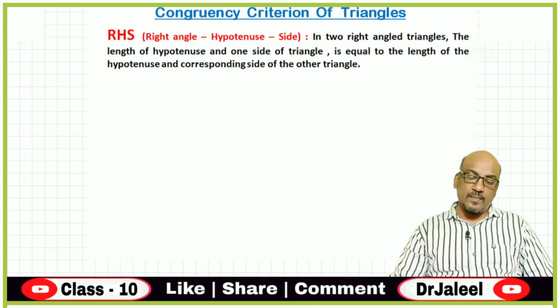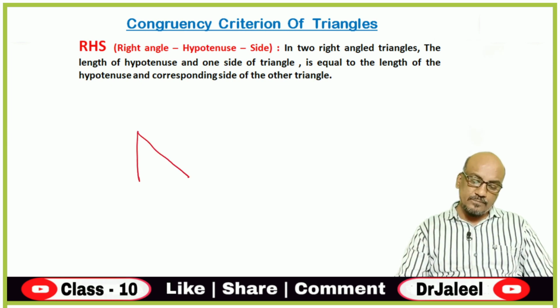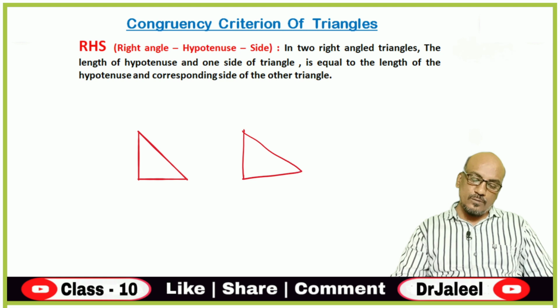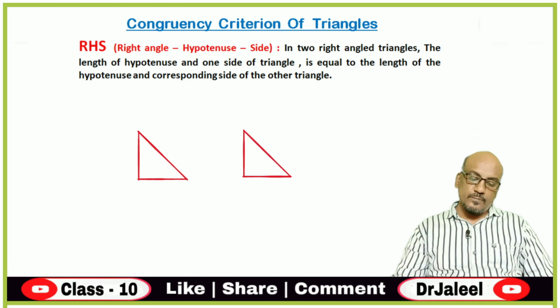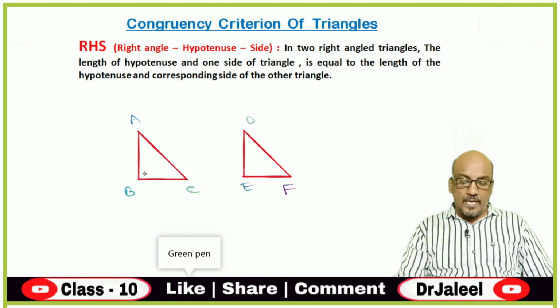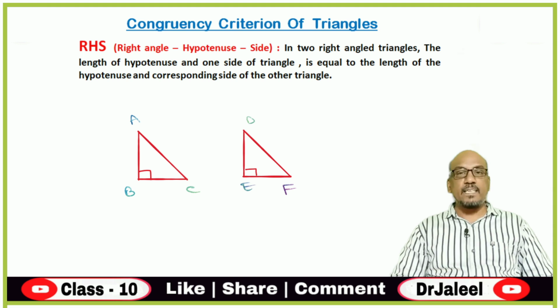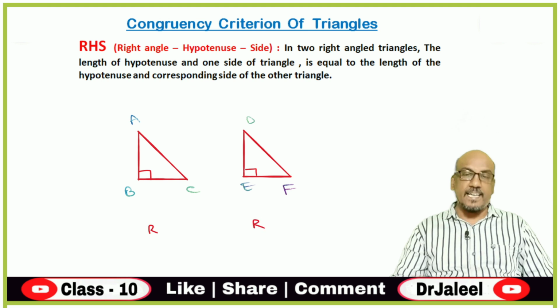Children, let's get into the next criterion of congruency. I took two triangles here. Name them A, B, C, D, E, F. In these two triangles, when we observe, B is a right angle and E is a right angle. So children, right angle is equal to right angle.